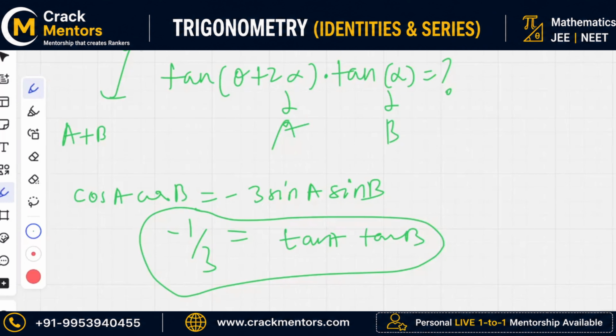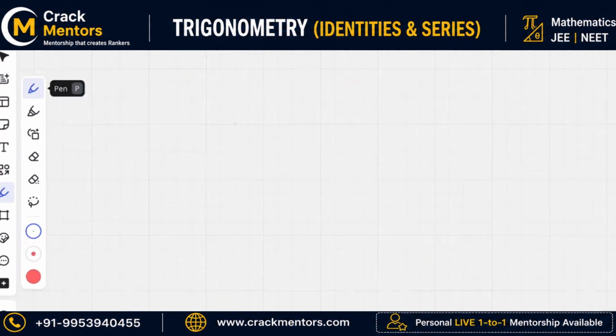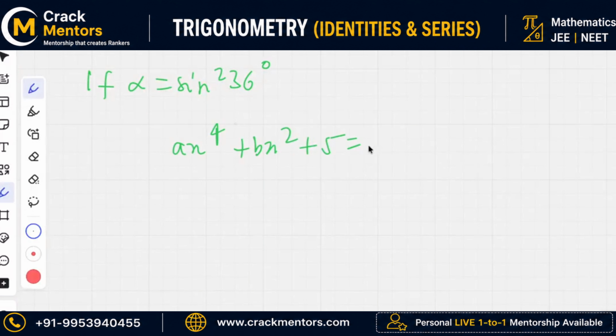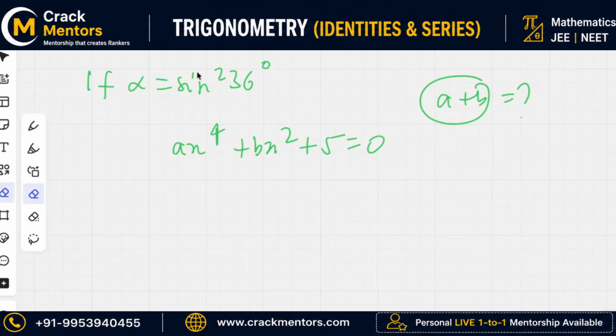Okay, interesting question. If alpha is sine 36 degrees, and alpha is the root of a x to the power 4 plus b x square plus 5 equals 0, you have to find the value of a plus b. Okay, let me solve this. No, wait, I think I'm making a mistake. Alpha is sine 36. That's it.